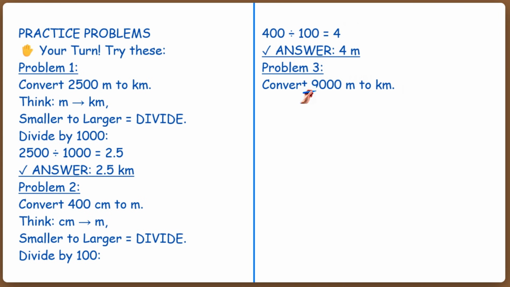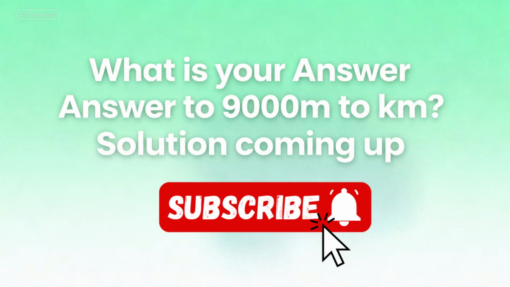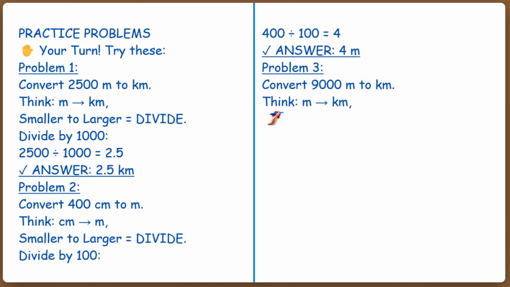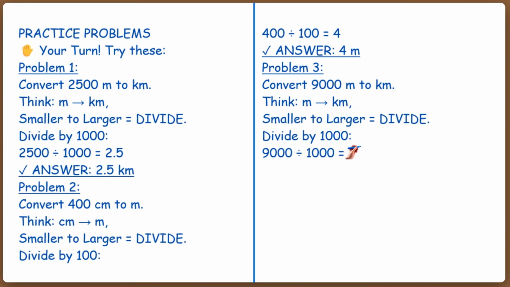Problem 3. Convert 9,000 meters to kilometers. Think meters to kilometers. Smaller to larger means divide. Divide by 1,000. 9,000 divided by 1,000 equals 9. Answer: 9 kilometers.